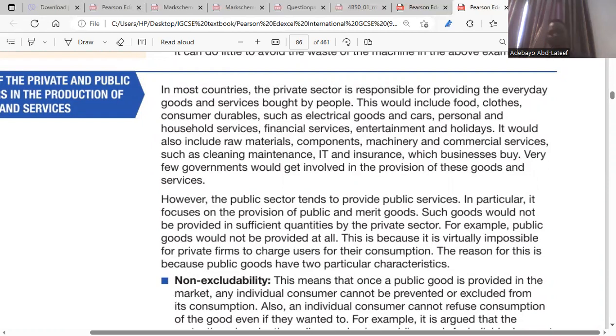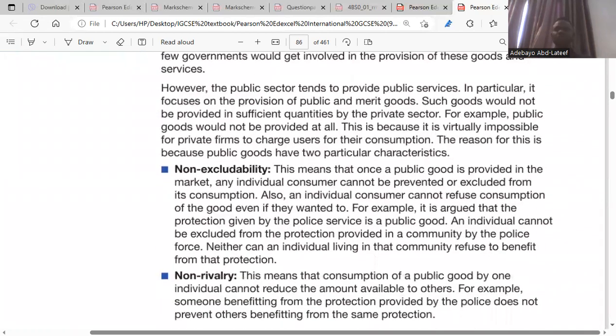We said that already. The reason for this is because public goods have two particular characteristics: non-excludability and non-rivalry. I said that already. So we call them public goods. Why do we call them public goods? We call them public goods because your consumption doesn't affect my consumption. And if you are having it, doesn't mean I cannot have it. We can both have them. I think it's clear.